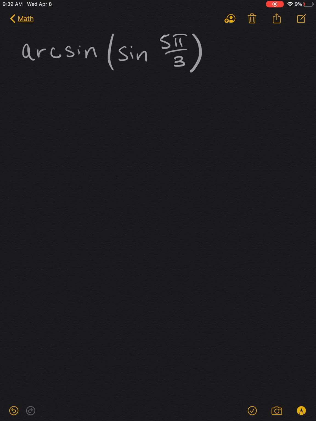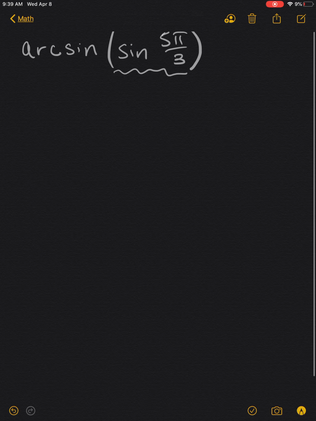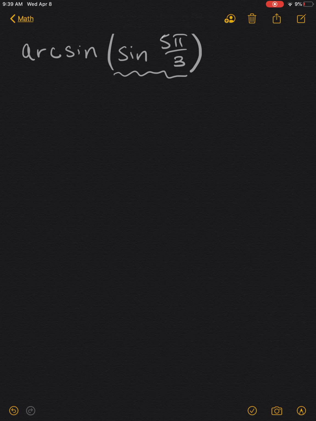Okay. So PEMDAS, right? Order of operations. So I'm going to do the parentheses first. So I'm going to figure out what is sine of 5 pi over 3. And again, we already located it. 5 pi over 3 is here. So what value? Well, we know that this is 1/2 comma negative square root of 3 over 2. And if we're dealing with sine, then we know that that's y.